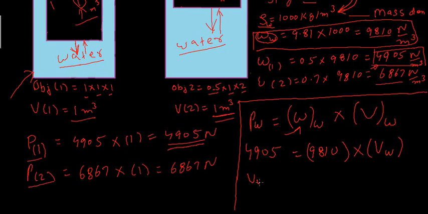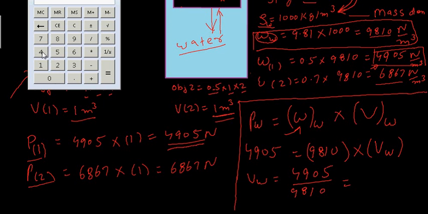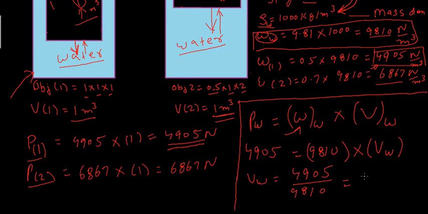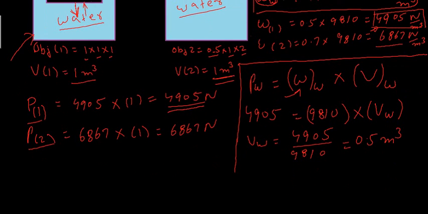So VW is equal to 4905 divided by 9810. So let's calculate. So it's 4905 divided by 9810. So it's 0.5 meter cube.